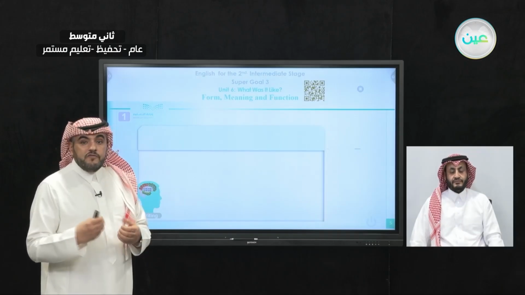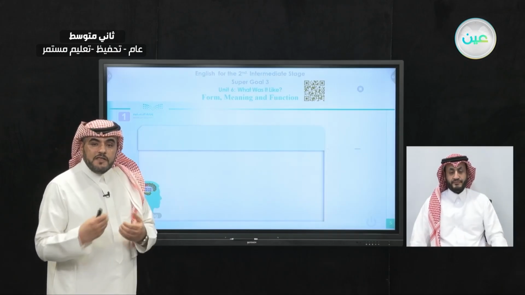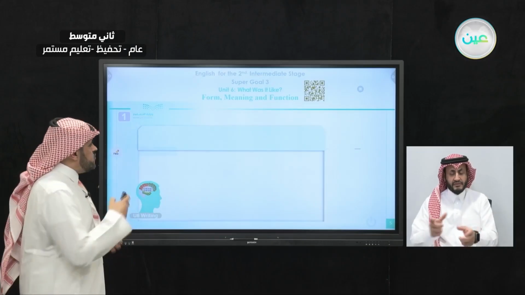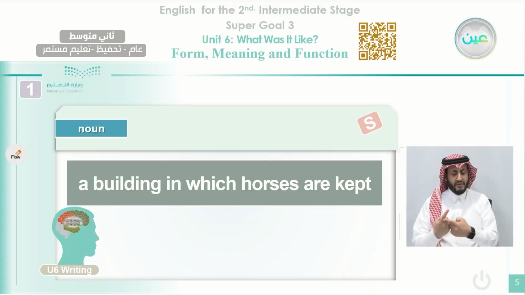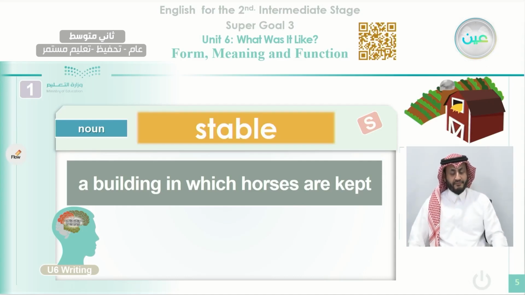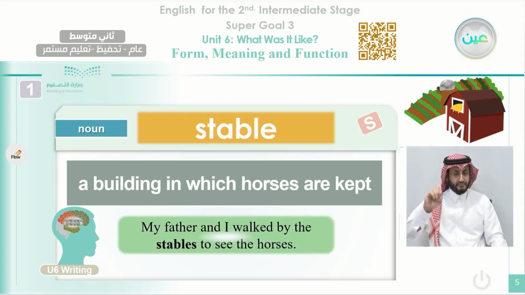Okay, also we're going to review some of the vocabulary that we studied in the example of the narrative story that we had in our previous lesson, and we'll try to remind you of these words. If I ask you about a noun starting with S, which means a building in which horses are kept. A building where we keep horses, what do you call it? We call it stable. Very good. We had it in the previous text, when Faisal said, "My father and I walked by the stables to see the horses."